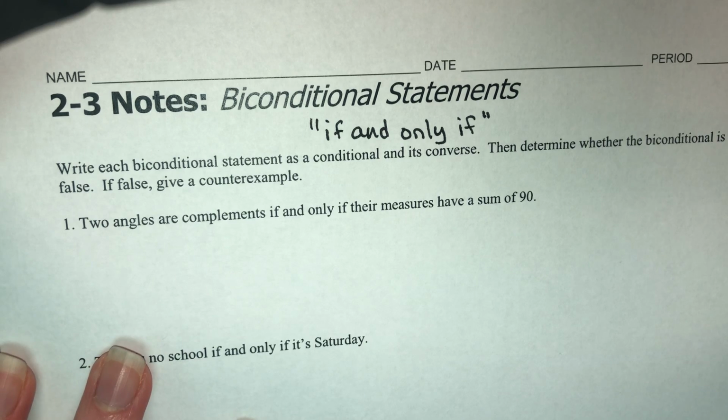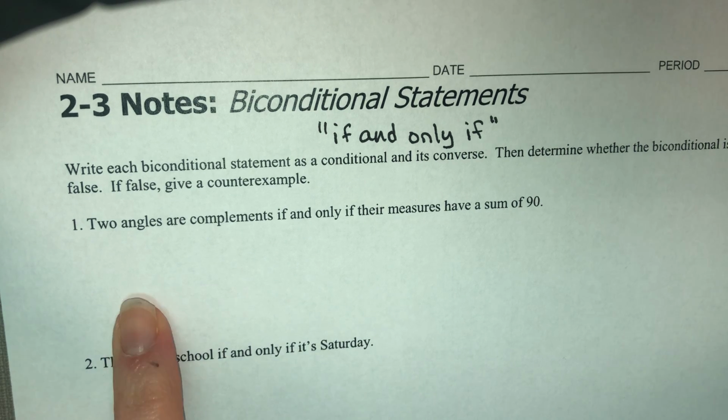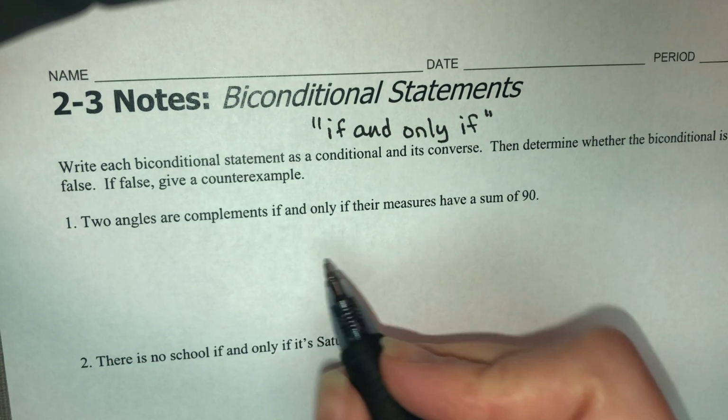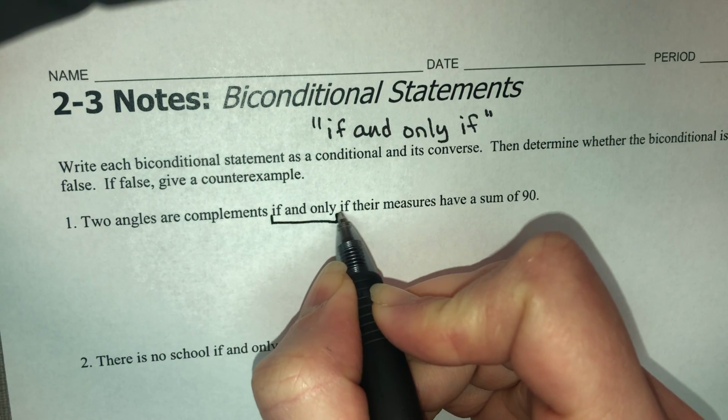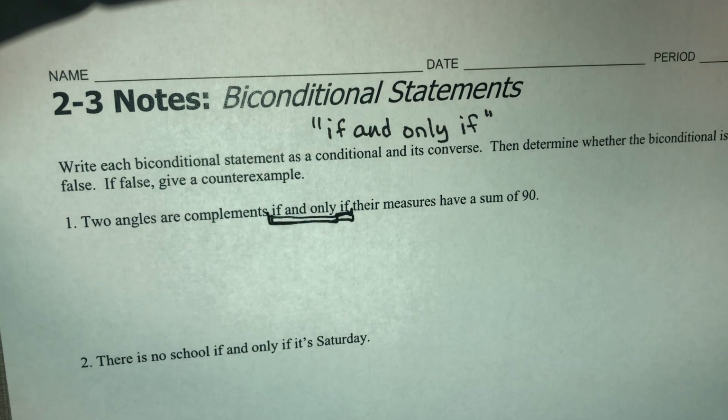So when you see the words if and only if in a statement, it means that if you were to read it as the conditional, if then, and then you were to switch it to its converse, where you reverse the hypothesis and the conclusion, both would have to be true in order to make the biconditional statement true. So on number 1, it says two angles are complements if and only if their measures have a sum of 90.